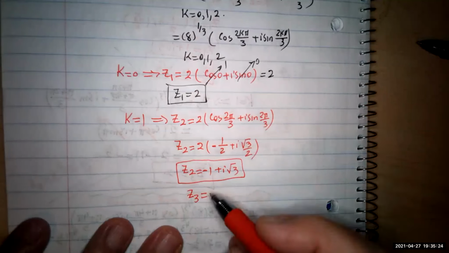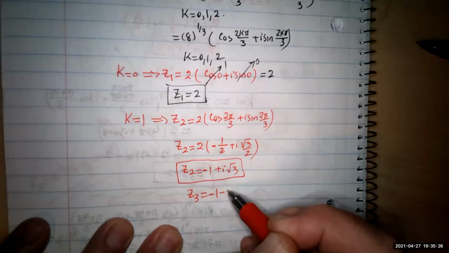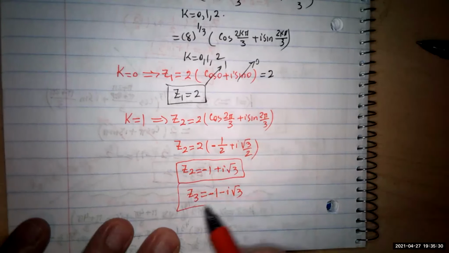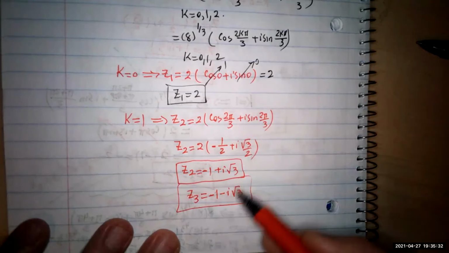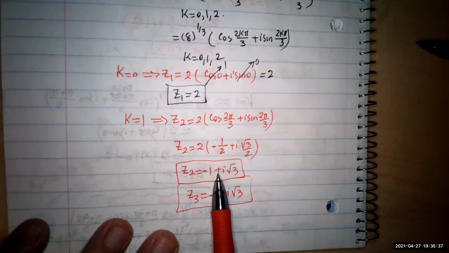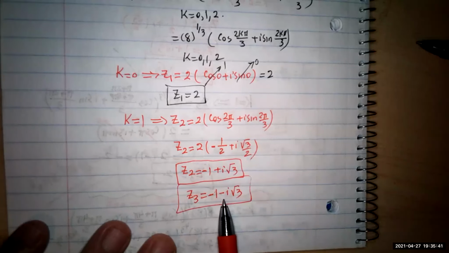Negative 1 minus i radical 3. That's it, negative 1 minus i radical 3. Because you know that since the second one is a complex number, the third one must be the conjugate of this one. You just change the sign of the i here. It's positive, make it negative.